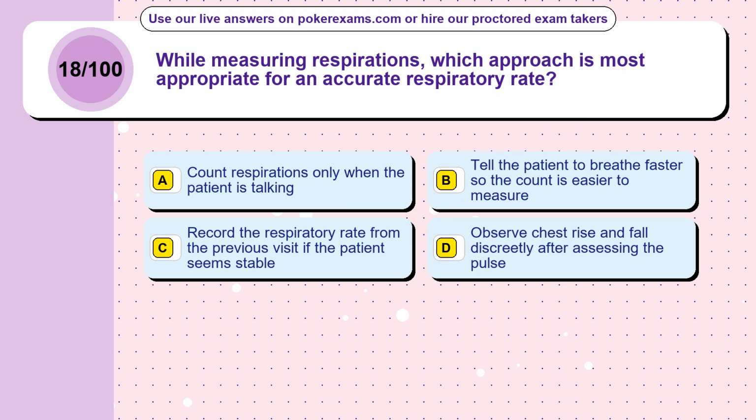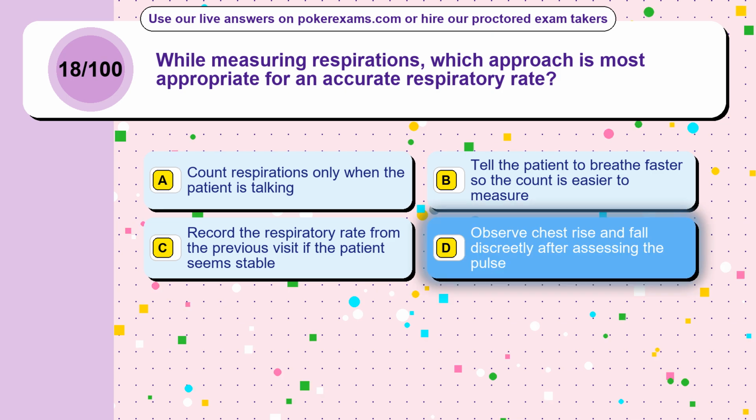Question 18. While measuring respirations, which approach is most appropriate for an accurate respiratory rate? Option A. Count respirations only when the patient is talking. Option B. Tell the patient to breathe faster so the count is easier to measure. Option C. Record the respiratory rate from the previous visit if the patient seems stable. Option D. Observe chest rise and fall discreetly after assessing the pulse.